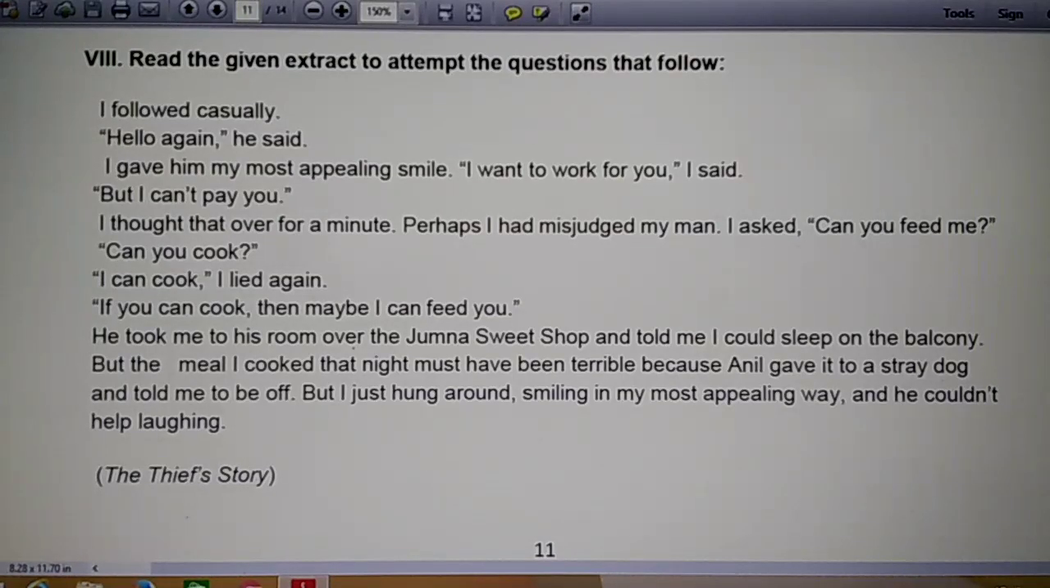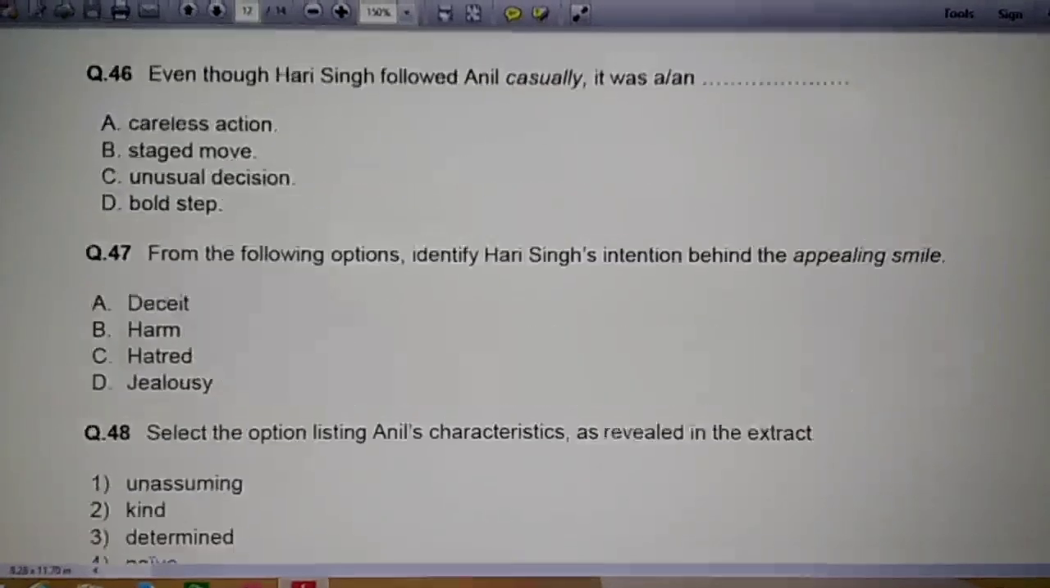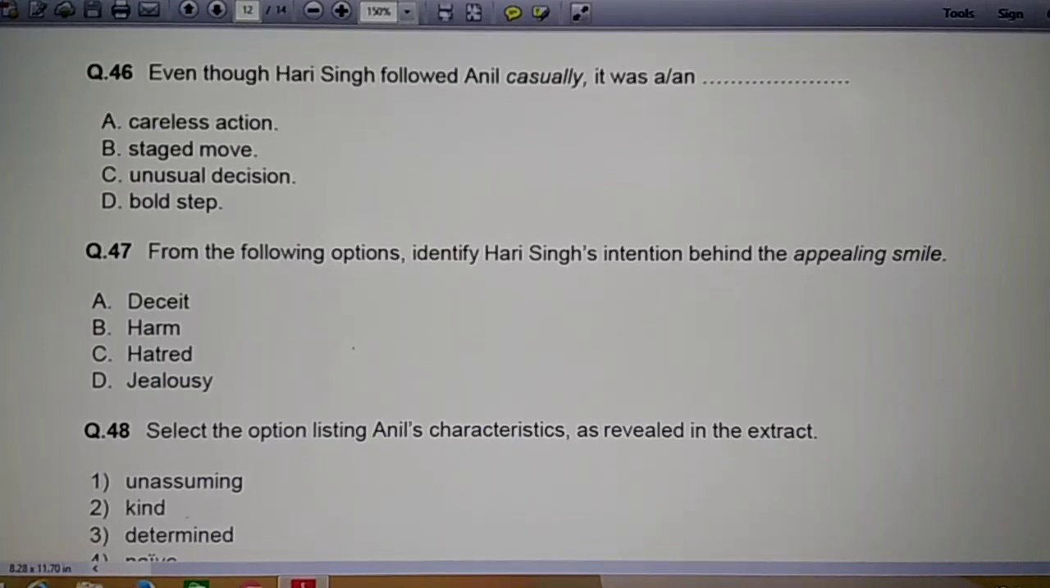The thief's story. Question number 46. Even though Hari Singh followed Anil casually, it was an... The right option for that will be staged move. Option B will be the right one.